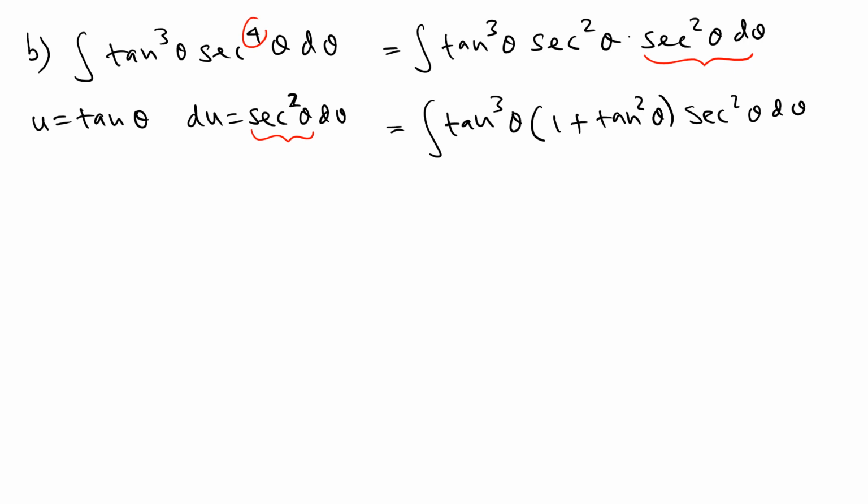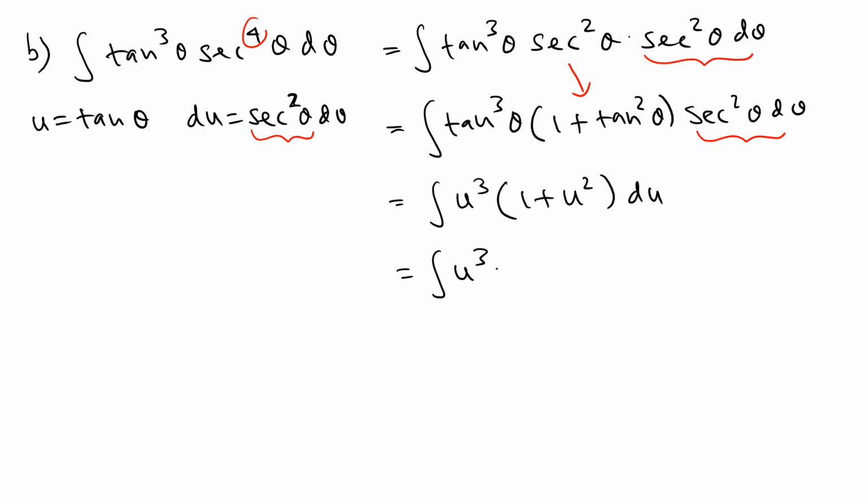Now we're going to plug in. So we know that this is tan, so this is u cubed, and this is 1 plus u squared, du as before. This is du. Distribute. So this is u cubed plus u to the 5th, du. And then this is easy to integrate: u to the 4th over 4 plus u to the 6th over 6.